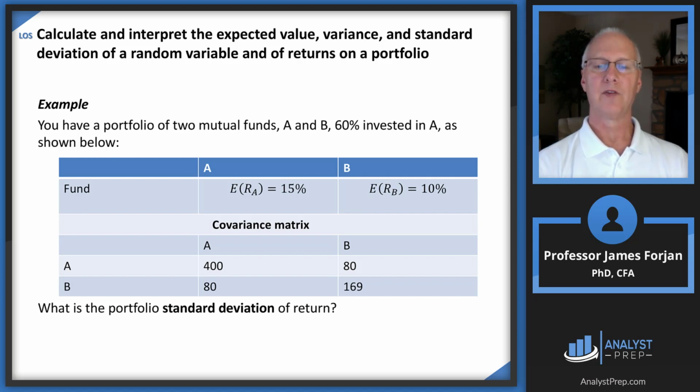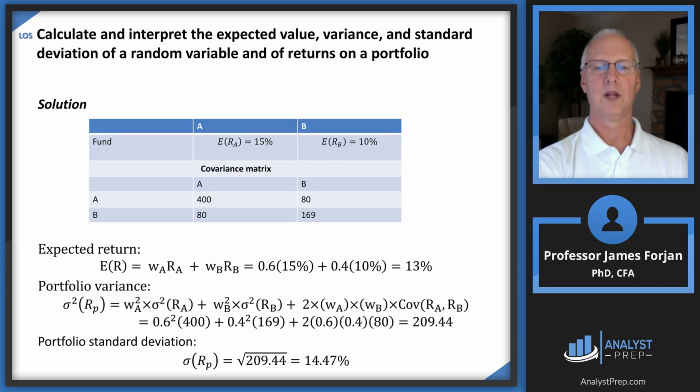There's the covariance matrix. So notice that the covariance between A and A is 400. That translates into a 20% standard deviation. And then the 169, that's a 13% standard deviation for B. And then tell us what the standard deviation of the portfolio is.